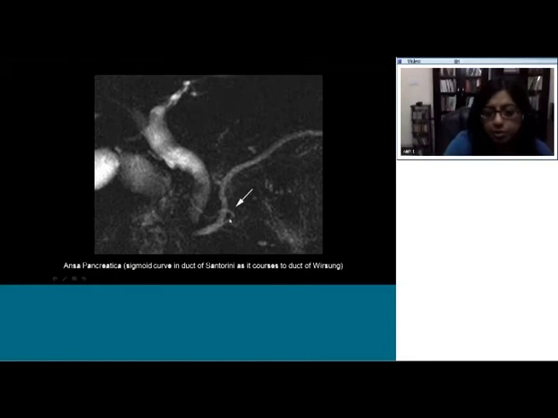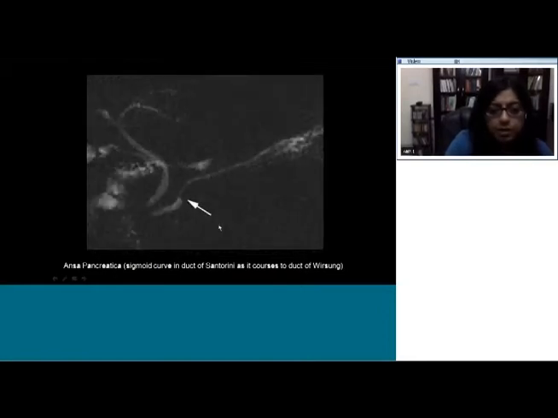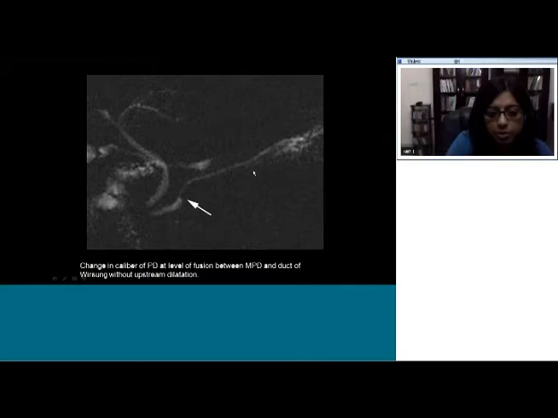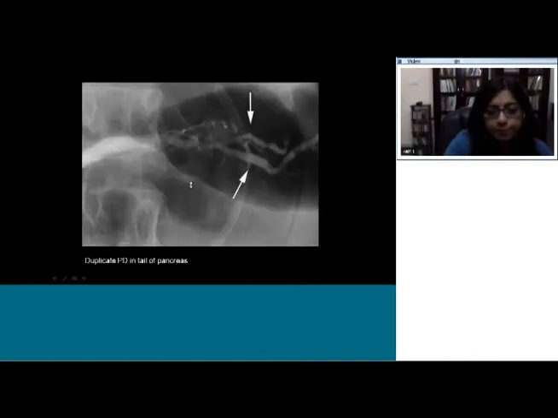This is the change in caliber at the level of the fusion of the main pancreatic duct and the duct of Wirsung without upstream dilatation, to differentiate it from a stricture in which we would have the change in caliber but also dilatation of this entire portion of the duct. And this is duplication of the pancreatic duct in the tail of the pancreas.